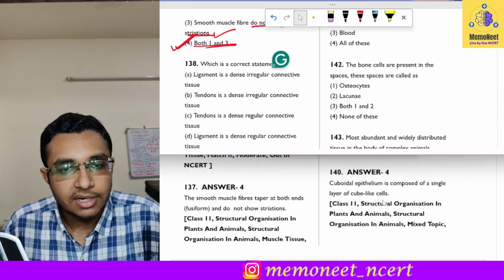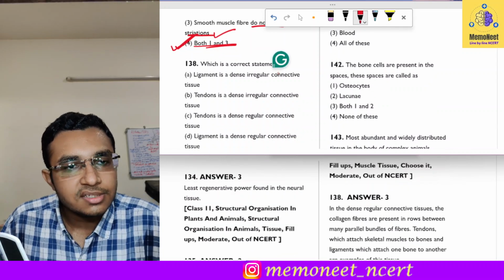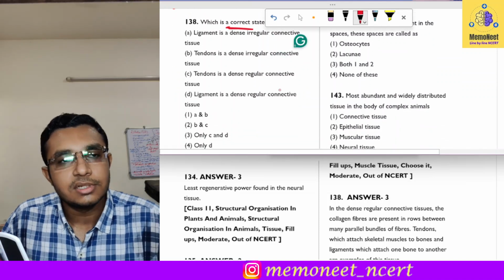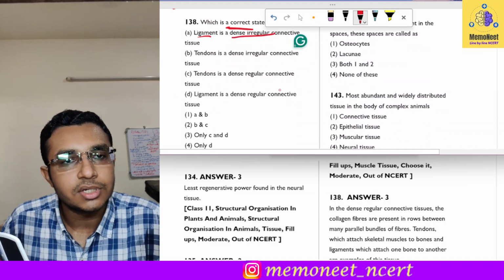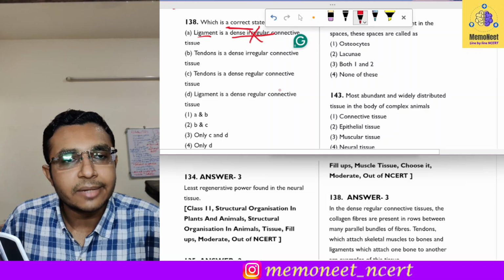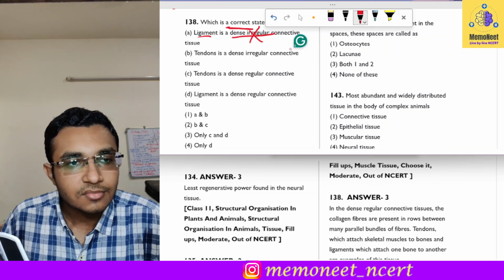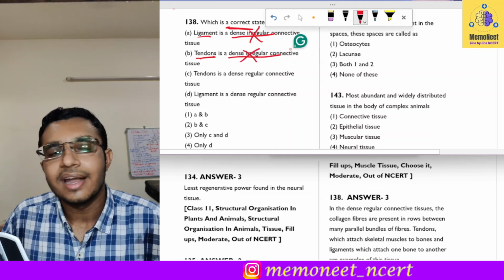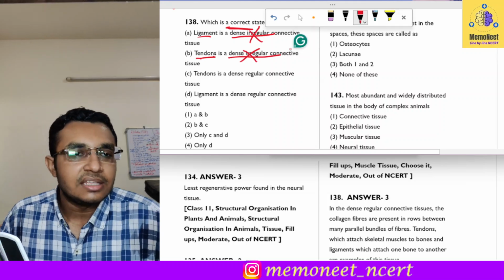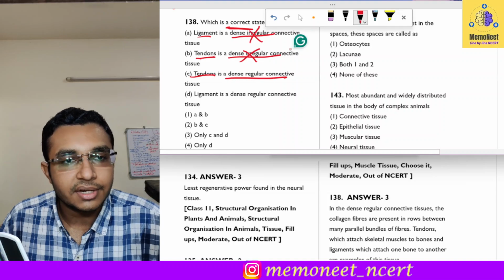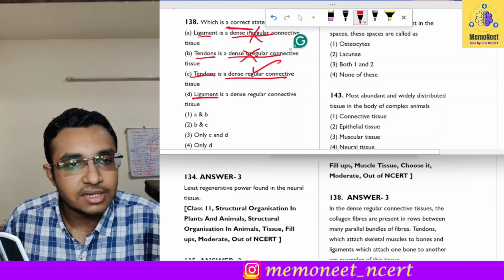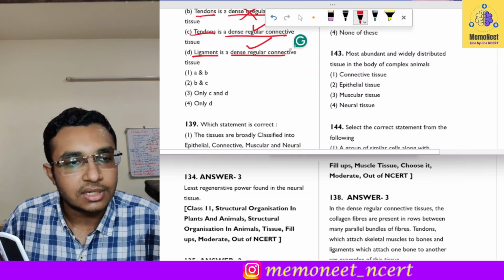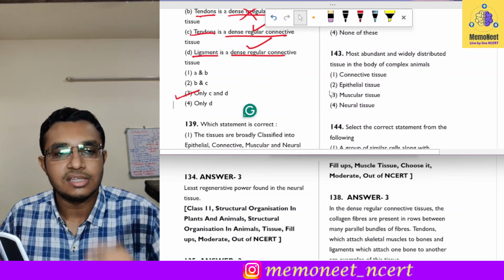Moving on to the next question, that is question number 138. It states: which is a correct statement? Among the following 4 statements we have to find which of them are correct. The first is ligament is a dense irregular connective tissue. No, this statement is incorrect because ligament is a dense regular connective tissue. Then statement B is tendons is a dense irregular connective tissue. That is also incorrect because tendons are dense regular connective tissue. Then statement C is tendons is a dense regular connective tissue. Yes, that is correct. And statement D is ligament is a dense regular connective tissue. That is also correct. So statements C and D are correct. Therefore, the correct answer of this question is option 3, that is only C and D.